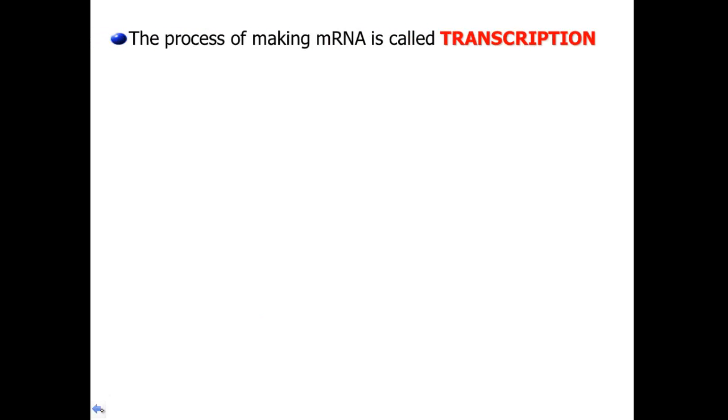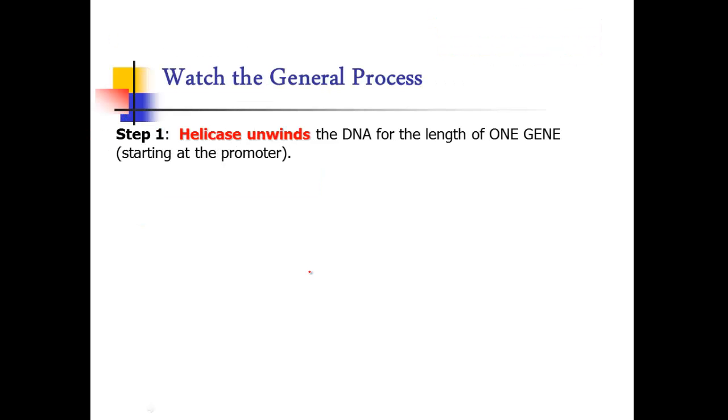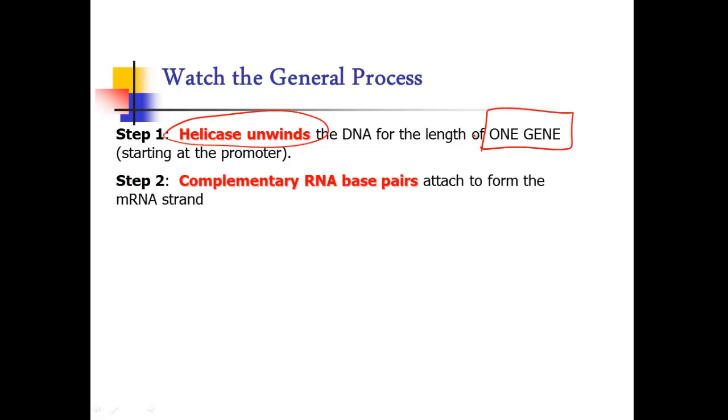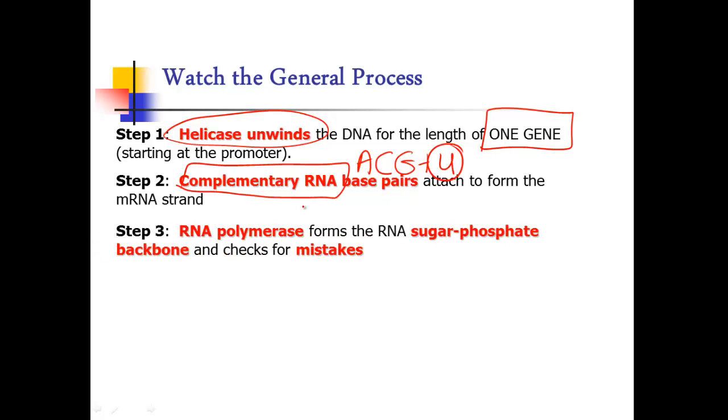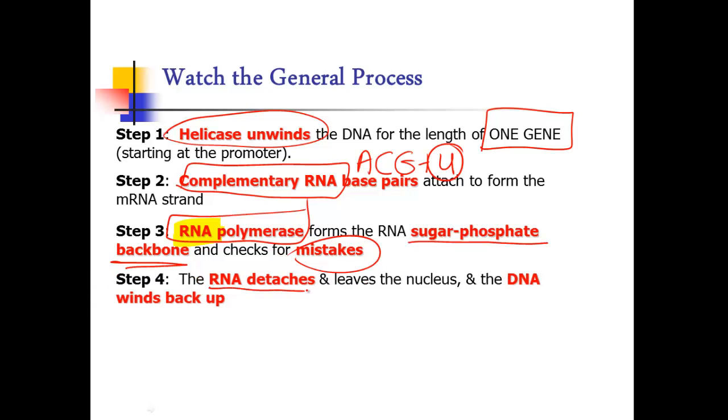So the process of making mRNA is called transcription. And step one is helicase will unwind the DNA, but not the whole length of the DNA, just one gene. And then you get complementary base pairing, but of course instead of DNA base pairs you'll get A, C, G, and this time U because you're making an RNA. Then you'll have RNA polymerase, and that will form the sugar phosphate backbone and check for mistakes. Now these steps should sound very familiar. They're exactly like DNA replication, except this time we're making RNA. The fourth step though is different. The RNA will detach and then the DNA will wind back up.